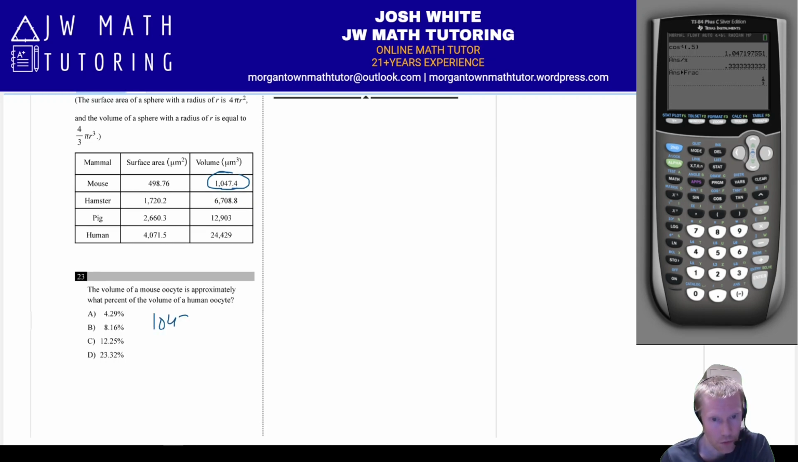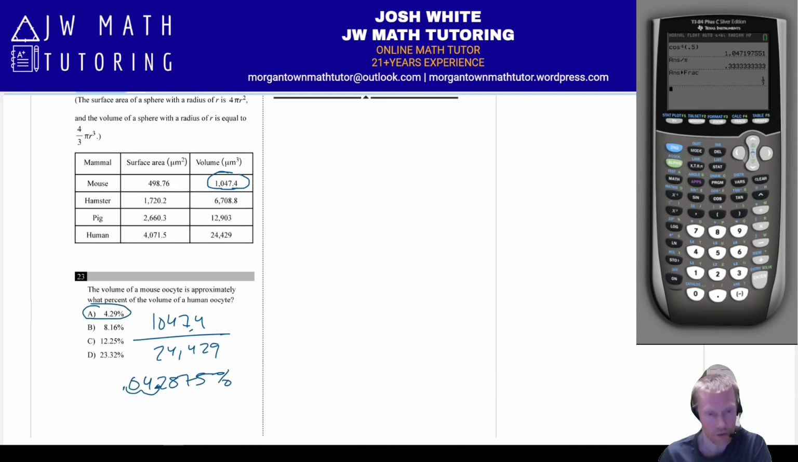So it's just 1047.4. And you're putting that over human oxide, 24,429. You're just dividing that. It comes out to 0.042875, and then you just convert it to a percentage. So we multiply by 100, move the decimal over two places. So 4.29% is our answer, letter A. That's it, no more work needed.